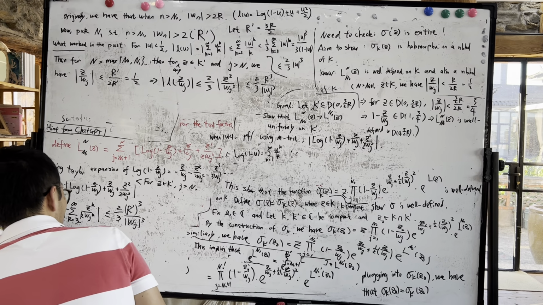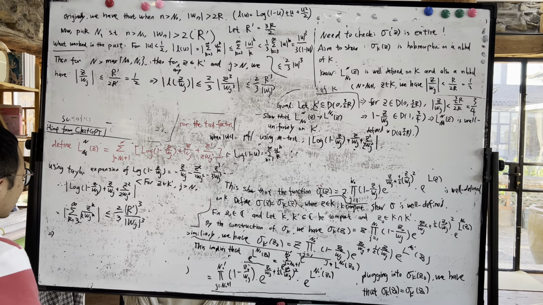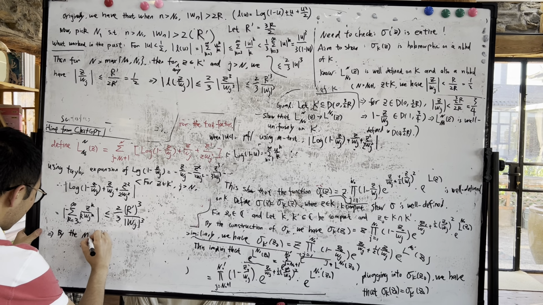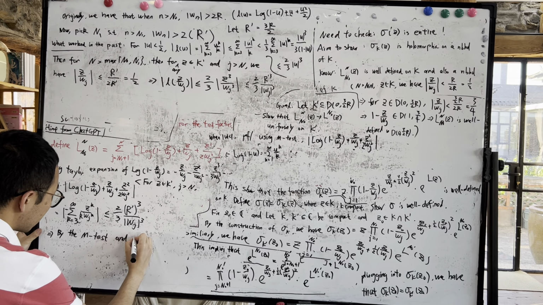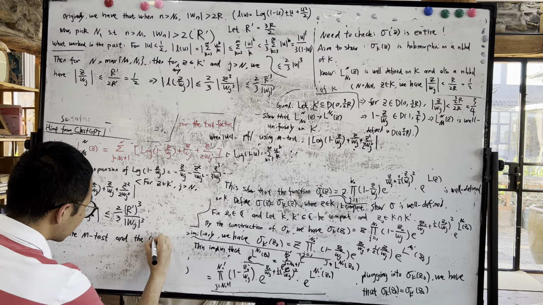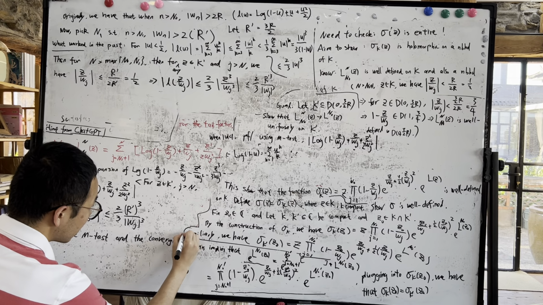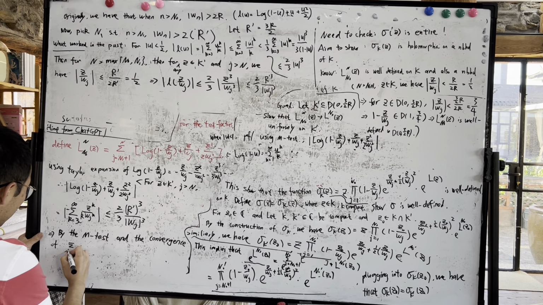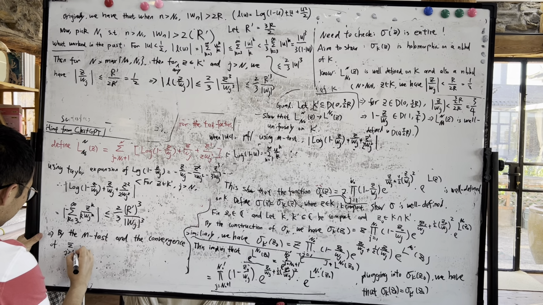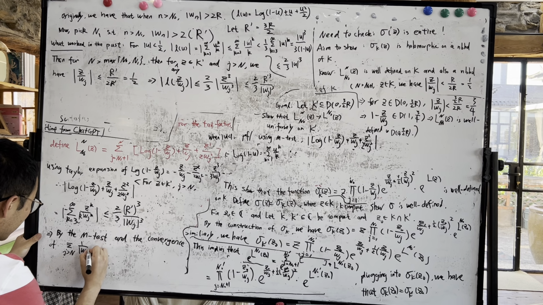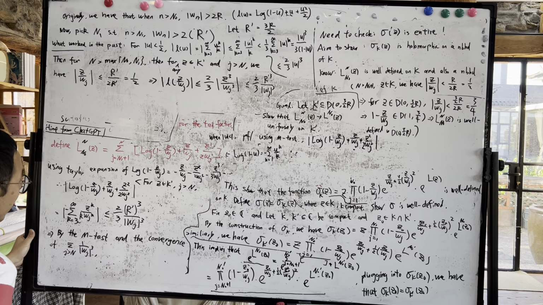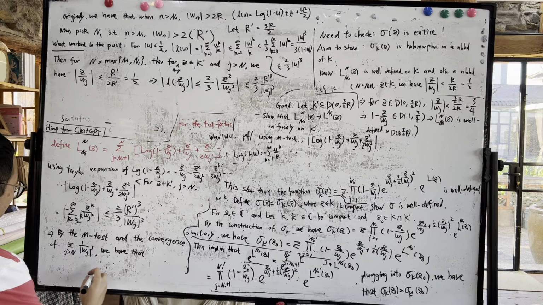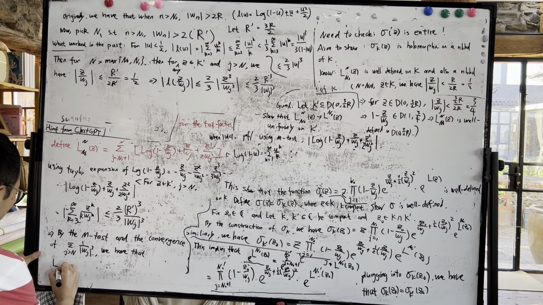Okay, so this implies that, by the M test, the convergence of the sum over j bigger than this capital N of 1 over modulus of omega j cubed, we have that this L of... yeah, so we have our result, right?